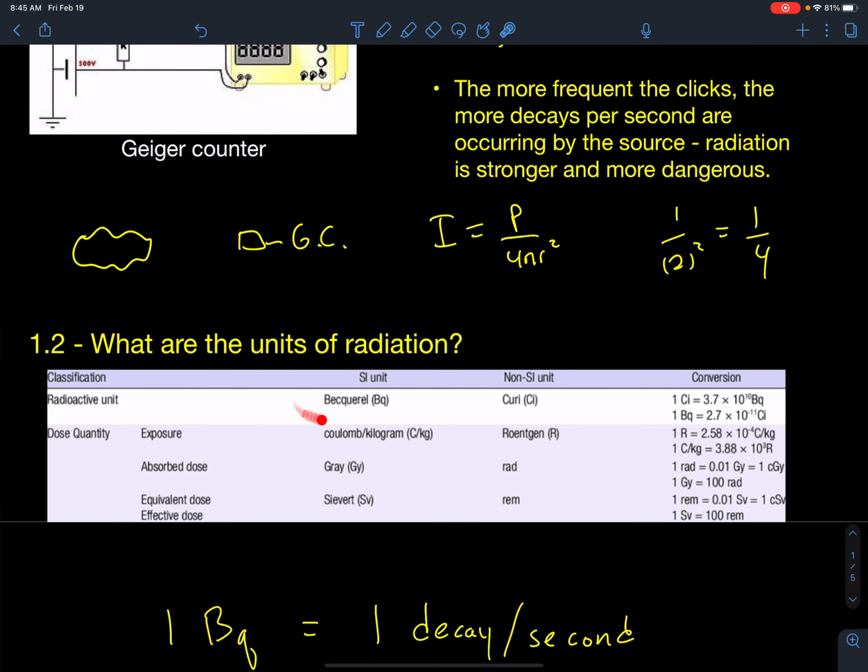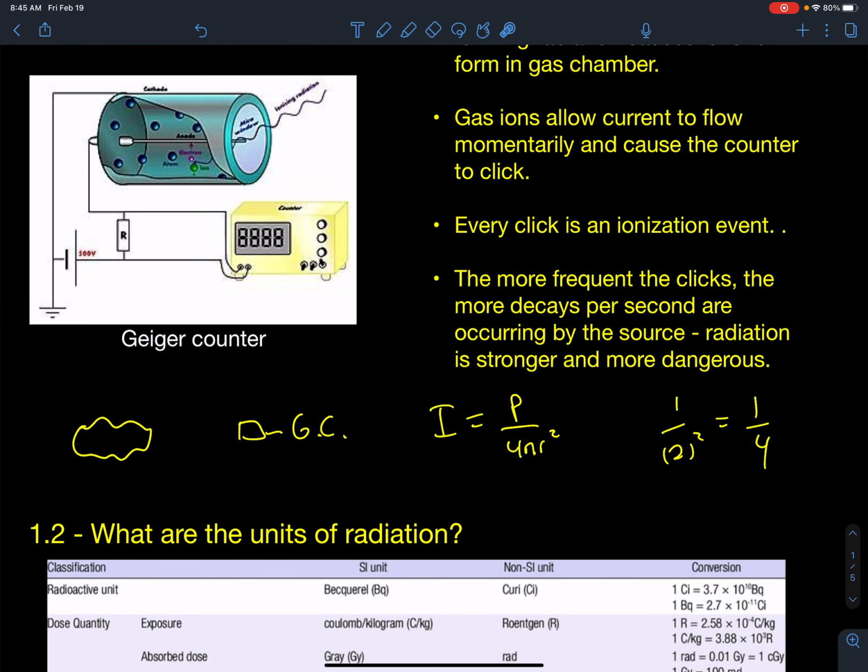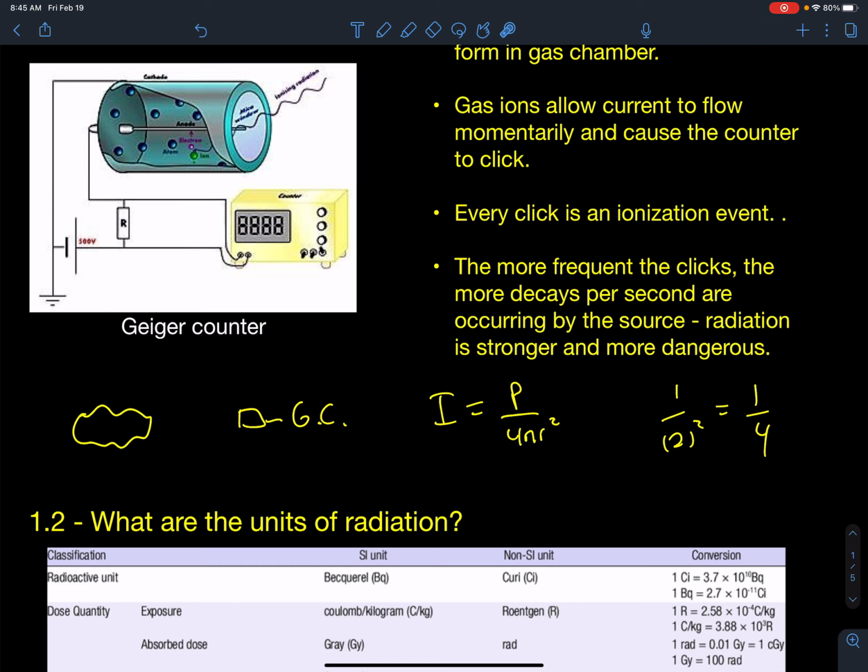So what are the units of radiation? Well, the universal SI unit is called becquerel, which essentially counts the number of clicks per second on a Geiger counter. And remember, each click represents the decay of an atom. So a becquerel is a decay per second, and that's your SI unit.